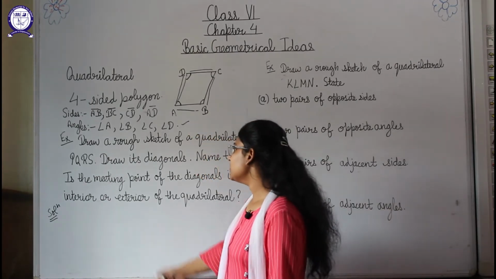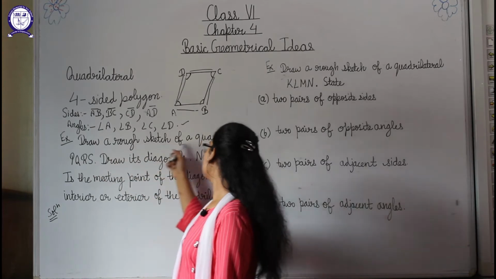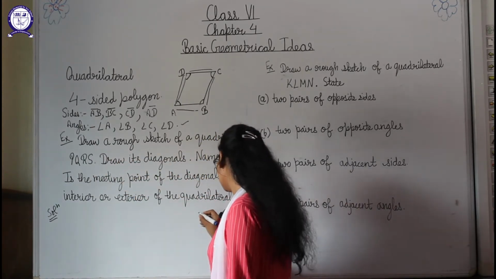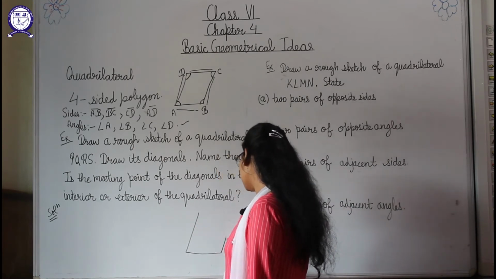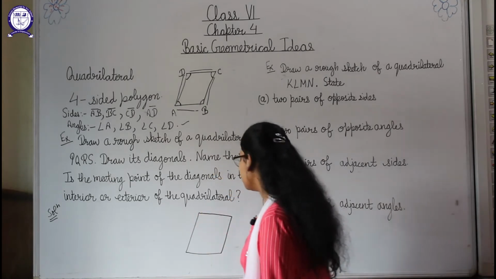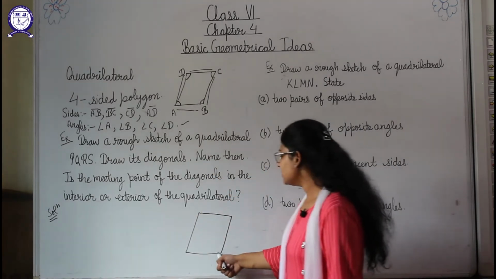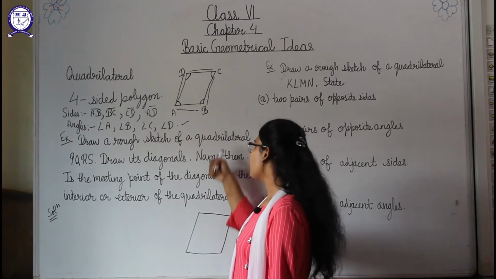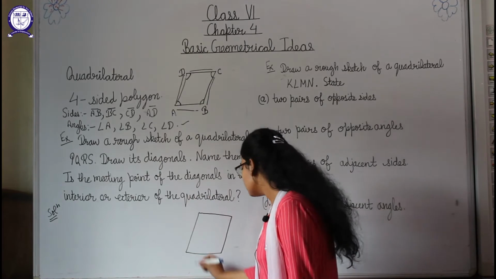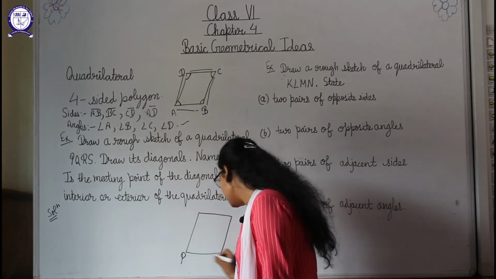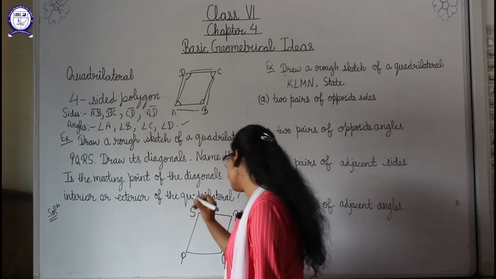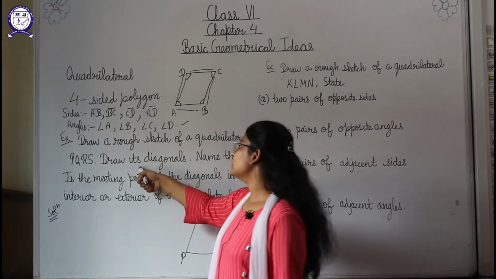Okay, now one of the examples is given to us. Draw a rough sketch of a quadrilateral PQRS. So first of all we will draw a sketch of a quadrilateral, and we know that a quadrilateral is a four-sided figure. So here this is a four-sided figure, closed figure. It means this is a quadrilateral and we have to name it as PQRS. So students, this is PQRS. We named the quadrilateral as PQRS. Okay, now draw its diagonals.